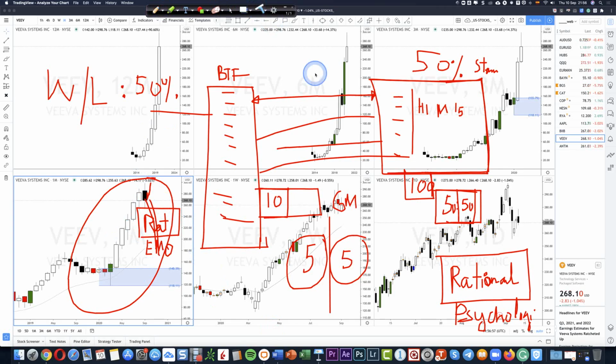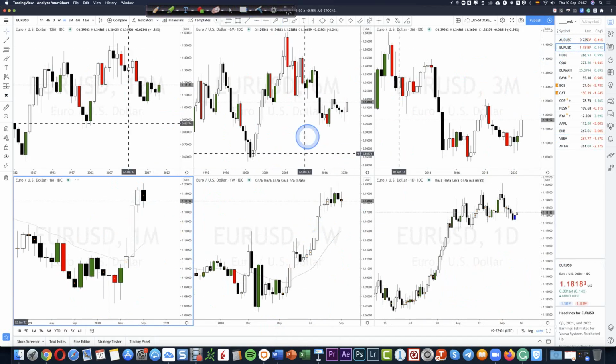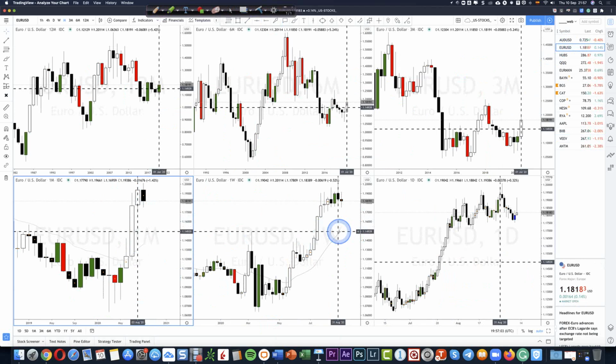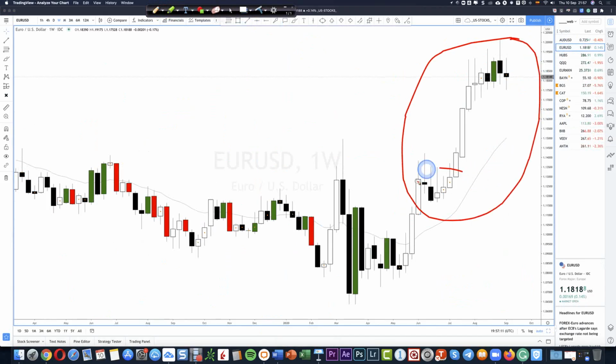And we can see an example of that on the euro dollar. Okay? On the euro dollar, we've got the exact same scenario as we were seeing on VIV. So we've got a super strong rally over there. So the origin is right there. Obviously, the very origin of this impulse is down there.